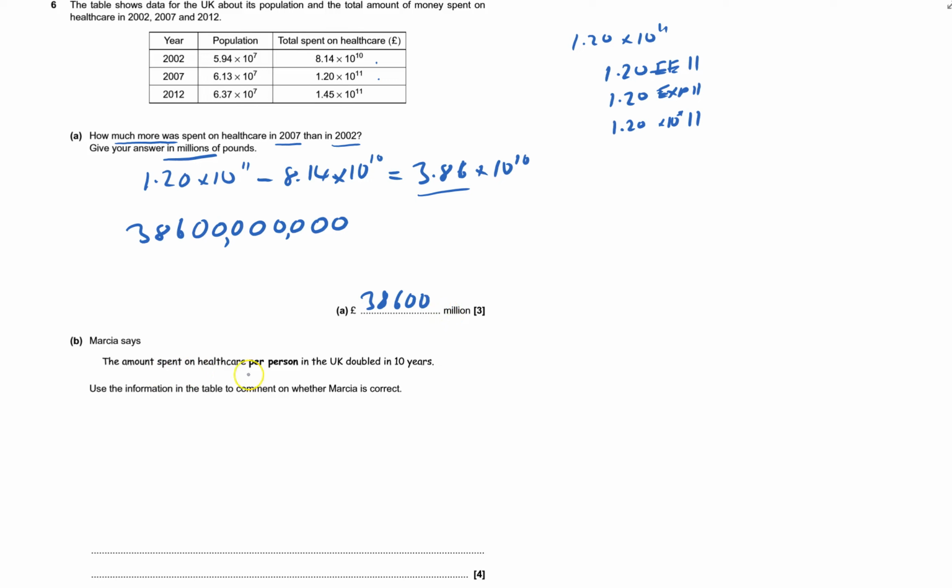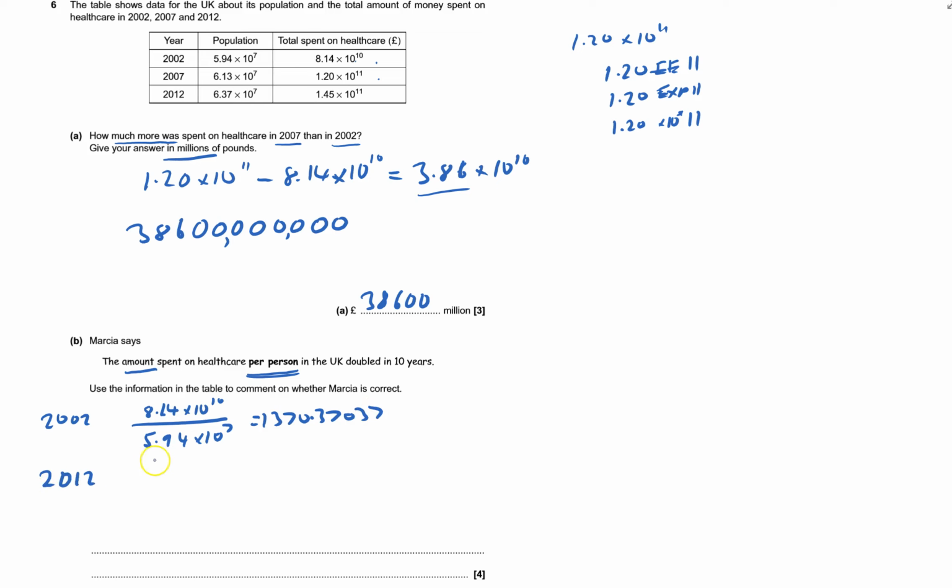The amount spent on healthcare per person, so something that's the amount per person, will be the amount spent divided by the population, and it's claimed it has doubled in 10 years. Well, let's just try that. So 2002, we've got 8.14 times 10 to the power of 10, as a fraction over the number of people, 5.94 times 10 to the power of 7, and that gives 1370.37037.